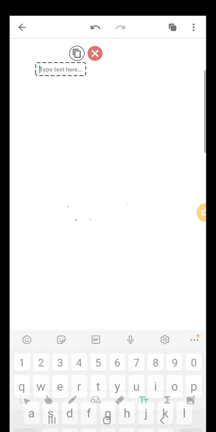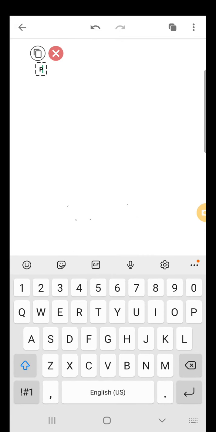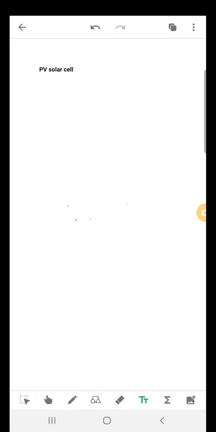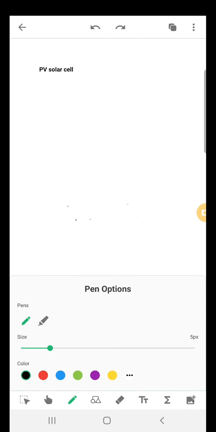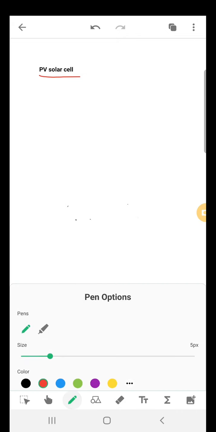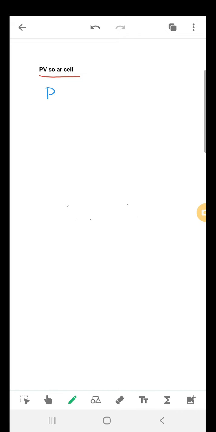Hello students, in this lecture we are going to discuss the photovoltaic solar cell, which is based upon the principle of photovoltaic action, that is PV action, which is the conversion of light energy into electrical energy.